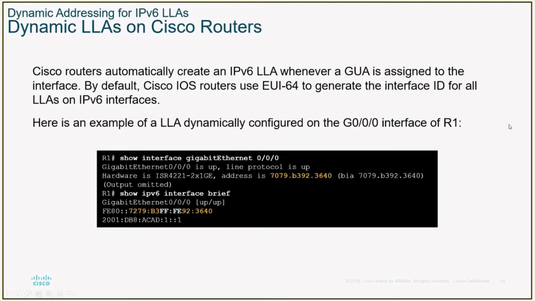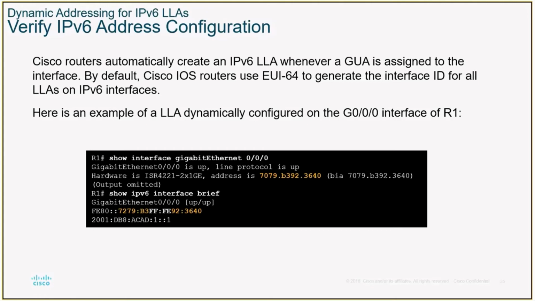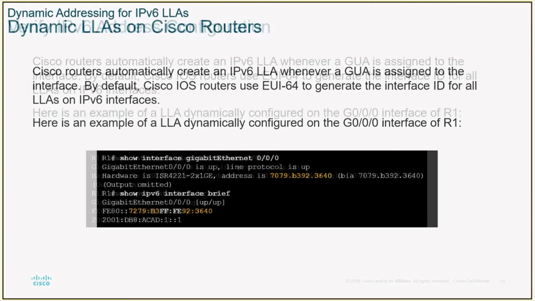Cisco routers automatically create an IPv6 link-local address whenever a global unicast address is assigned to the interface. By default, Cisco routers use EUI-64. Here is an example of a link-local address configured for G0/0 on Router 1. You can see there's FE80, and then there's the MAC address plus that FFFE jammed in the middle.